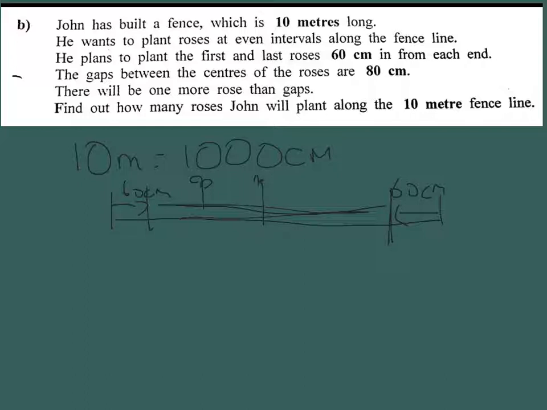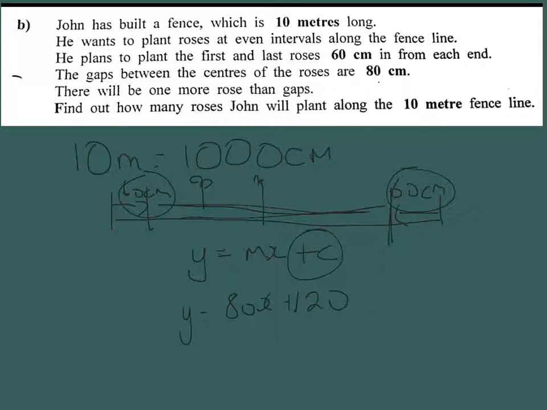So if we think we're going to make an equation, y equals something x plus something, the two 60s, which are just a number, are going to form that plus c business. So that's 120. Okay, so we've got so many lots of 80, and we'll say the gaps are equal to x, and each of those gaps are 80 centimetres. So there's my equation, y equals 80x plus 120.